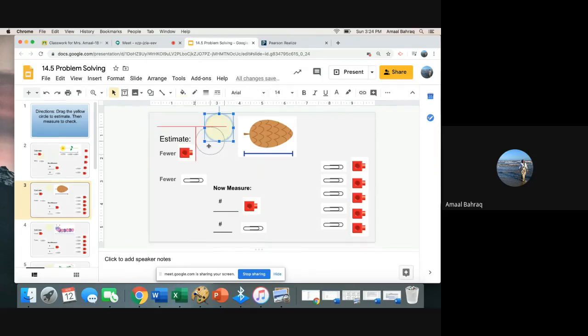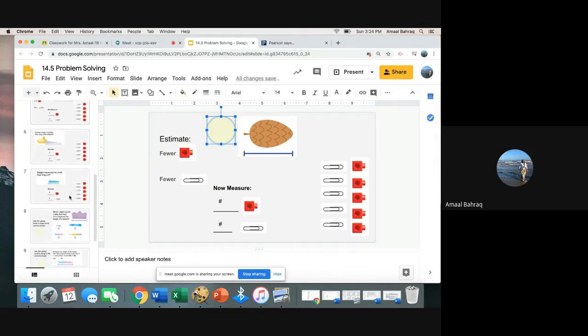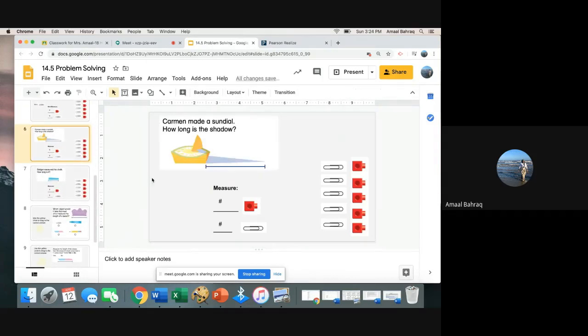You have a yellow highlighter to drag to the correct answer. Then you're actually going to measure. You're going to drag the objects and actually measure it. Boys and girls, you have a few of those examples before you get to some word problems. This one says, Carmen made a sundial. How long is the shadow? Once again, you're going to drag and you're going to check and see how long the shadow is.